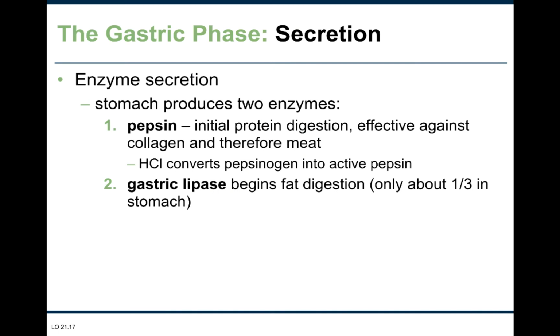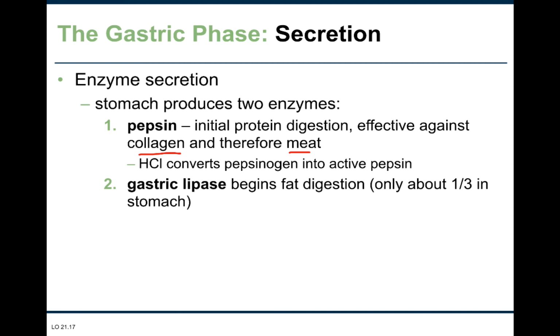All right, so we're still talking the gastric phase here and some of those secretions. I've gone over one of them a little bit, but we'll talk about a second one. Okay. Pepsin, that initial protein digestion, not all of it, but it starts the process of breaking down proteins. Pepsin itself is particularly effective against collagen, which is a form of connective tissue. So it breaks down collagen, also breaks down protein. So it's really effective against meat because meat, especially red meat, is rich in collagen.